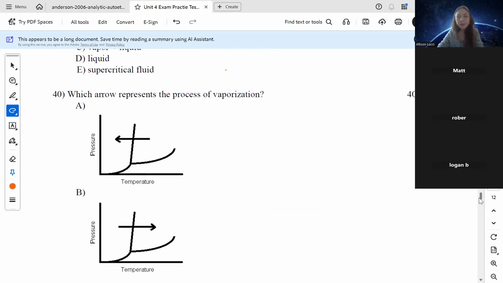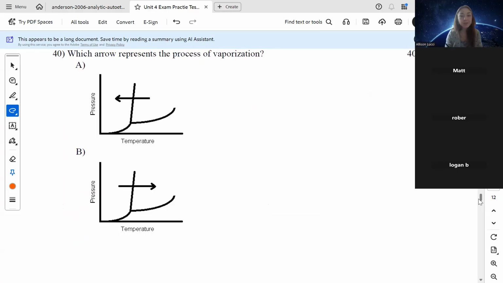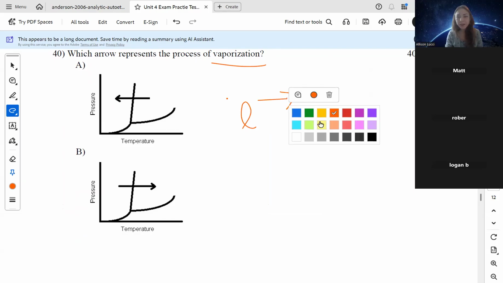You might also be given phase changes represented by these diagrams here. So we're looking specifically for vaporization. So let's think about that. Vaporization is the phase change from liquid to gas, right?